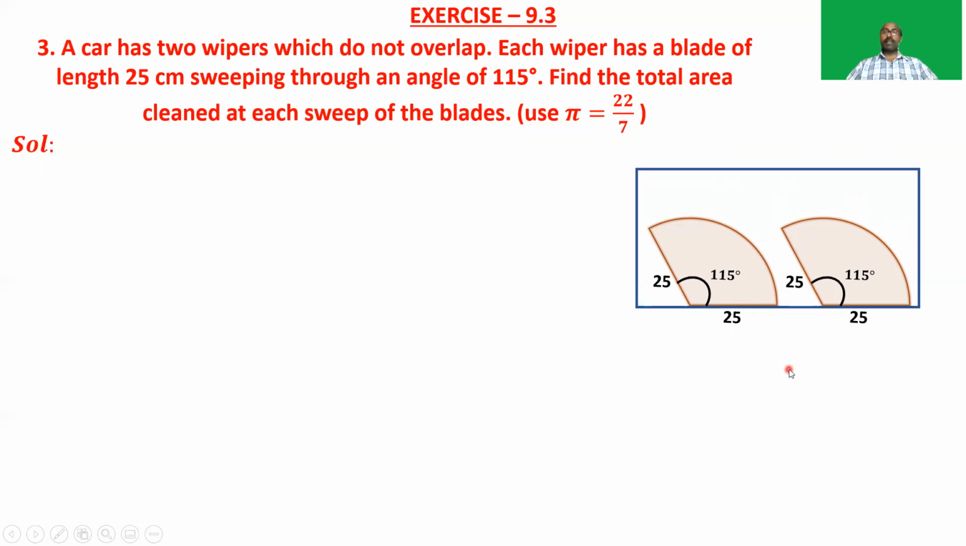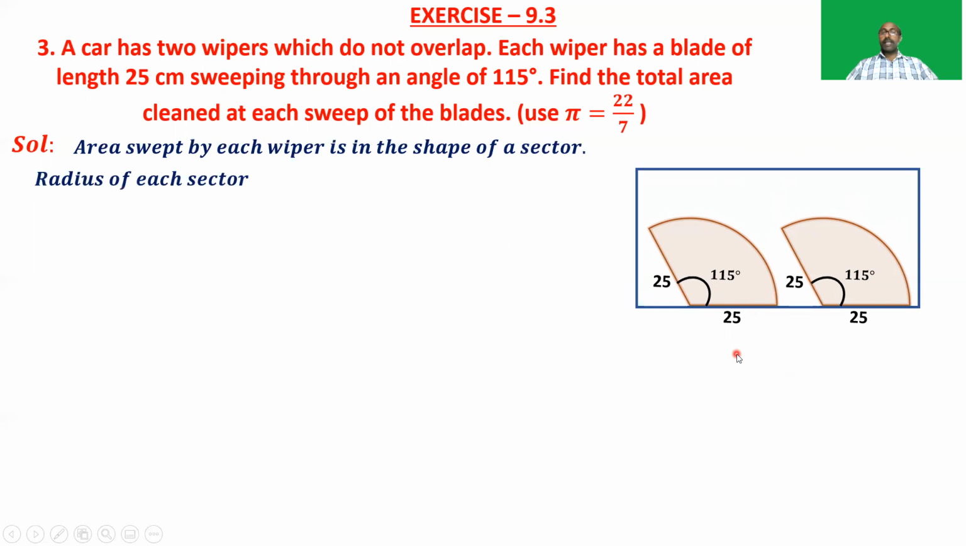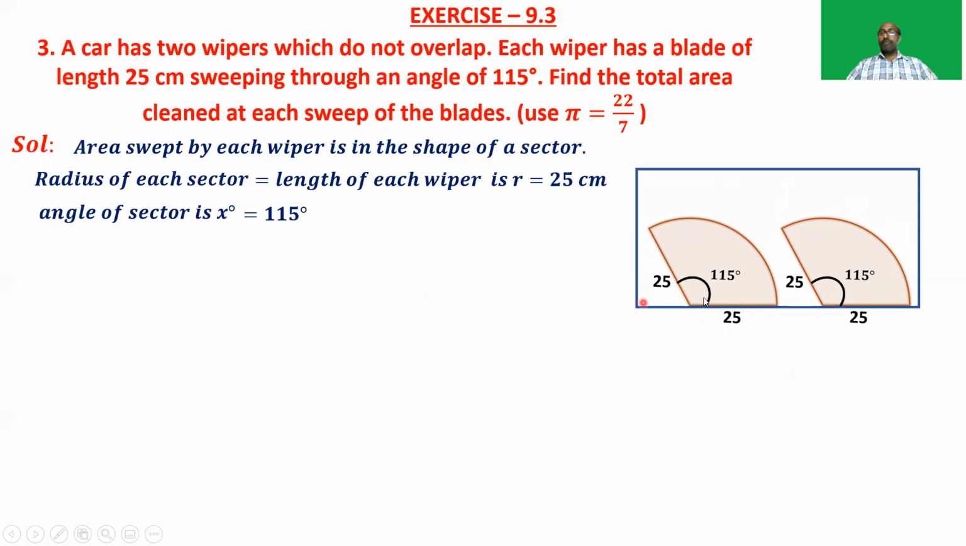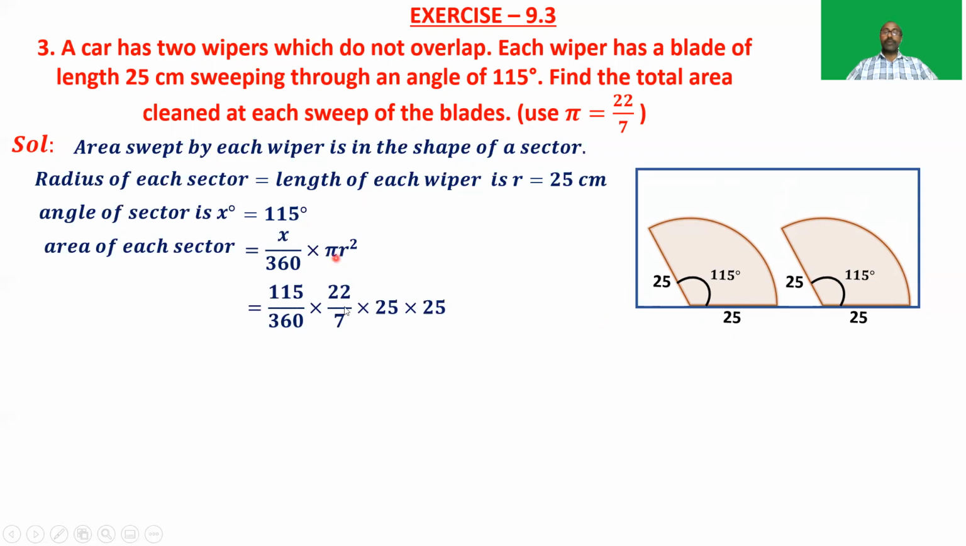So area swept by each wiper is in the shape of a sector, and the radius of each sector, the length of each wiper, is r equal to 25 centimeter, and angle of sector is x degrees equal to 115 degrees. Now area of each sector is x by 360 into pi r square and is equal to 115 by 360 into pi is 22 by 7 and r is 25. So by simplifying this value, we get 627.5.